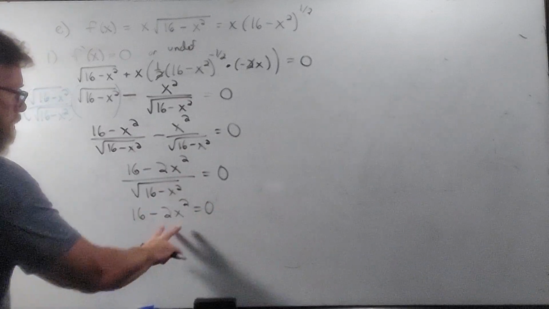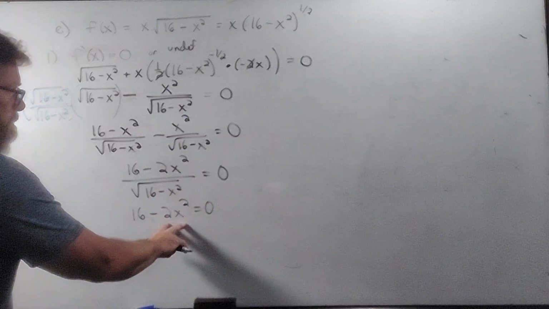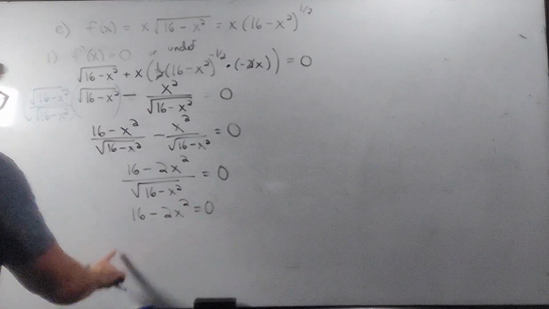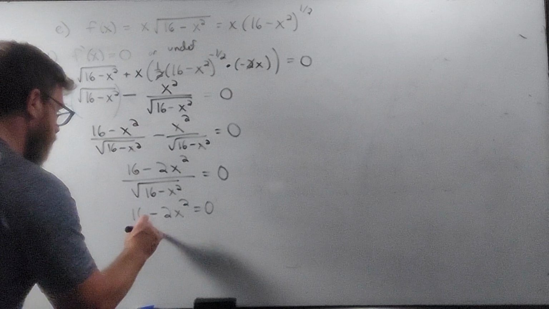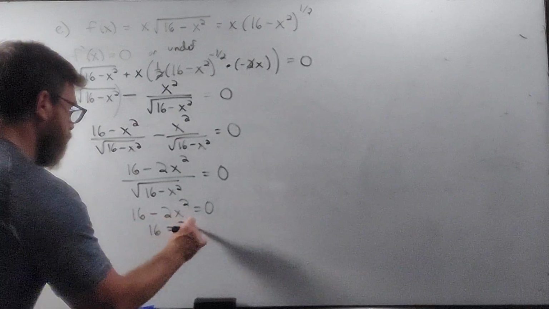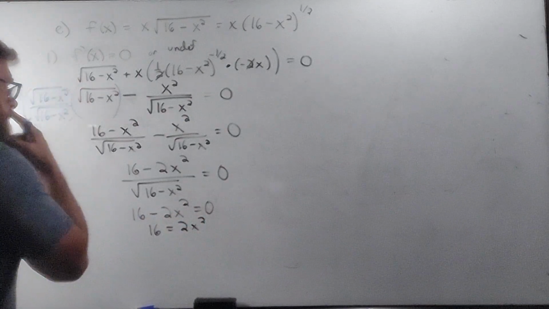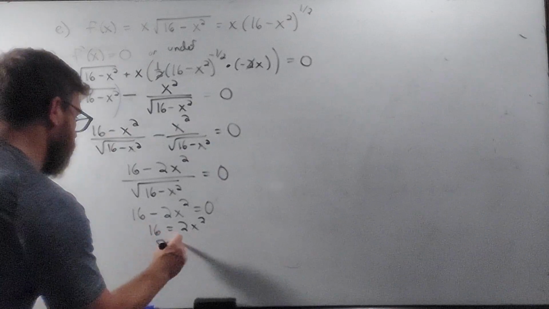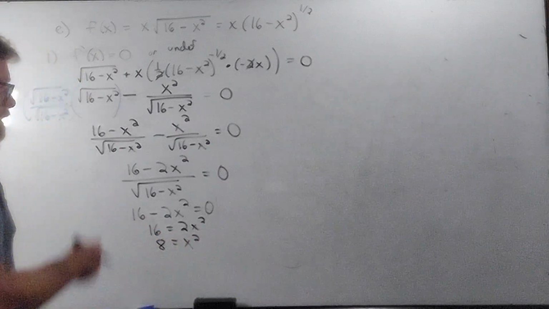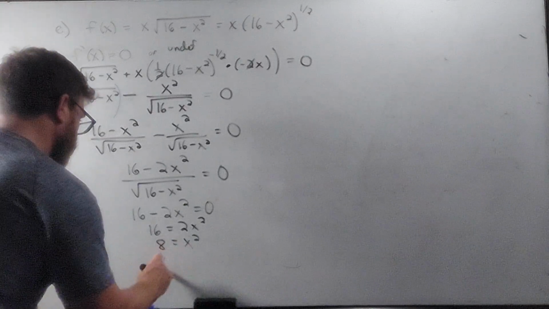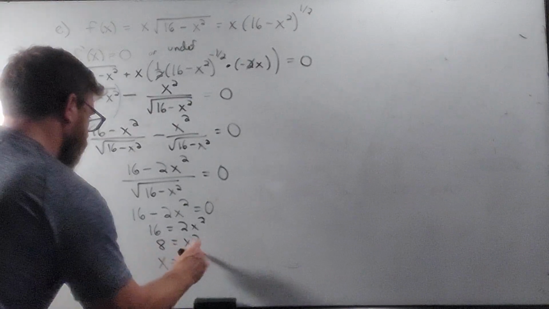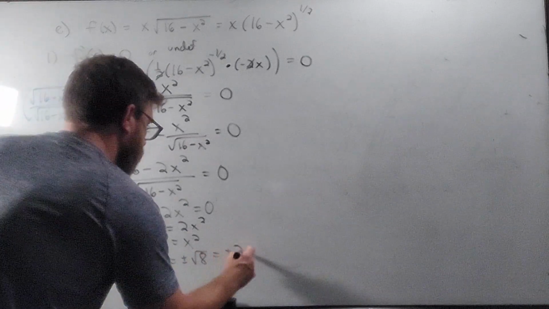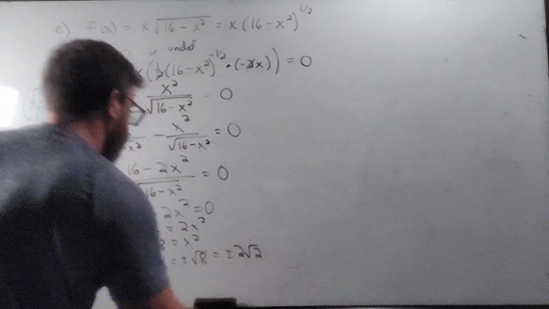You can factor, or since there's only one variable, x squared, the square's been completed essentially. You can go 16 is equal to 2x squared. Boy, it'd be so much better to factor, but too late now. So 8 is equal to x squared. So x is going to be plus or minus the square root of 8. And for those who love to rationalize, plus or minus 2 root 2.